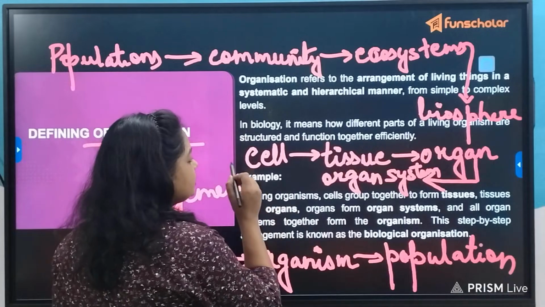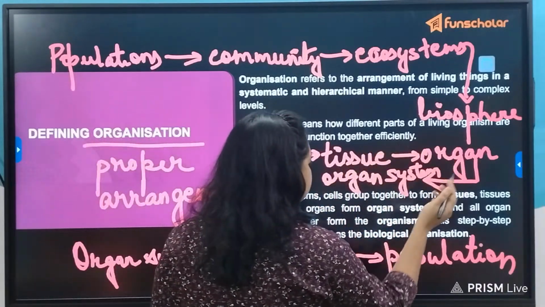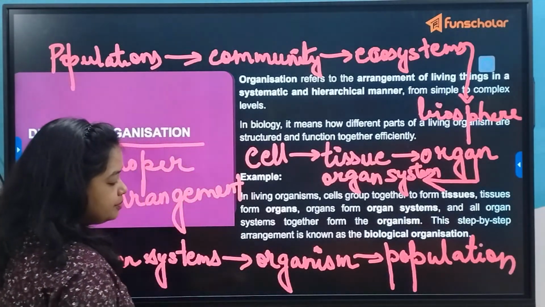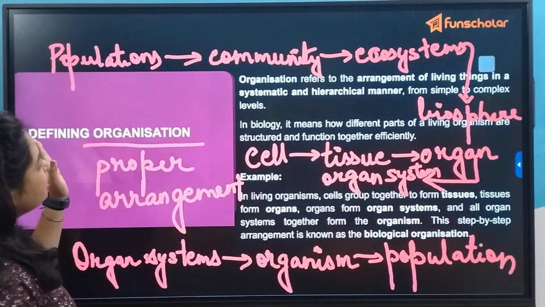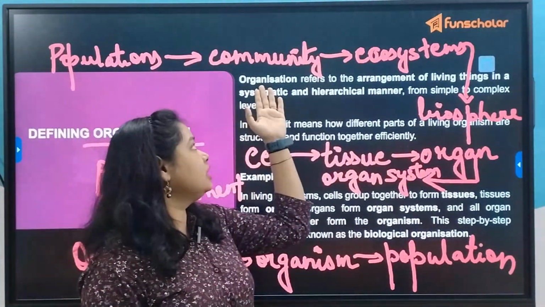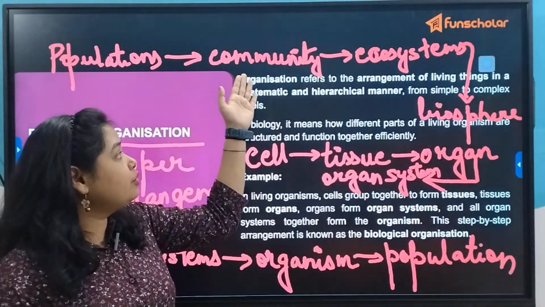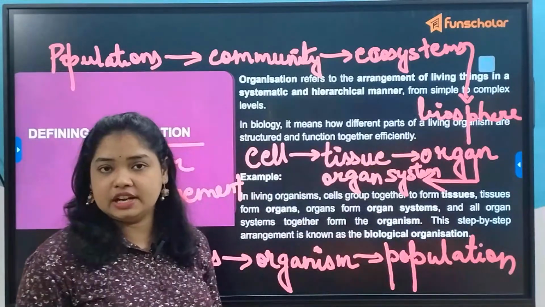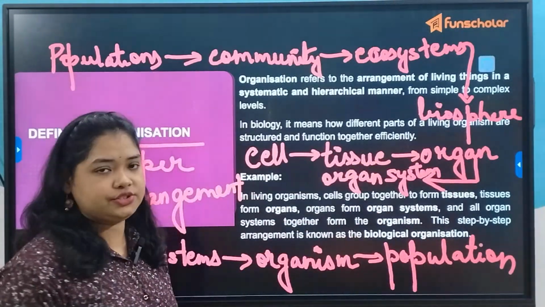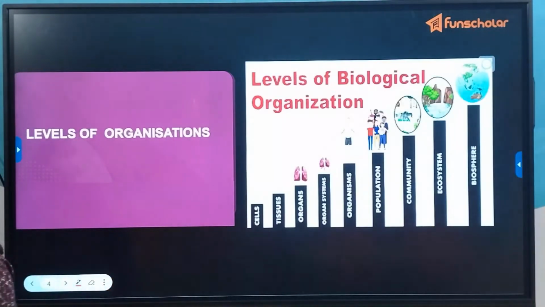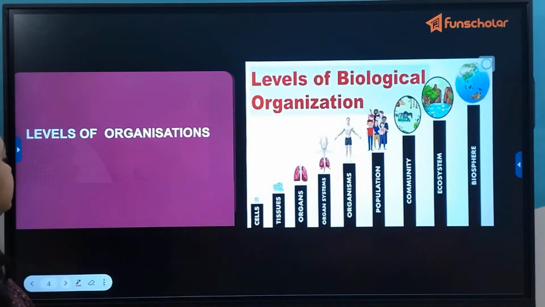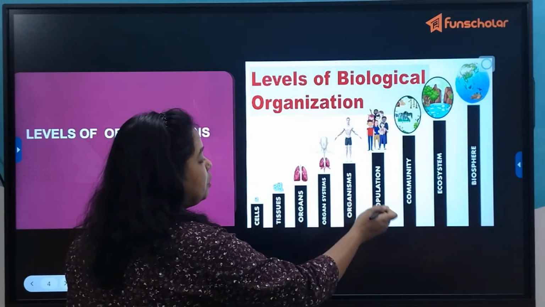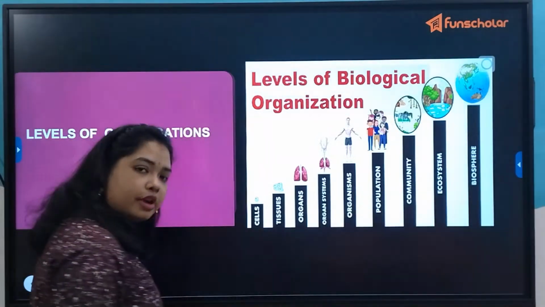I am repeating myself: cells form tissues, that form organs, then organ systems, then organ systems form an organism, then organisms of the same species form a population, then many different types of populations living in an area is called a community, and then communities together form an ecosystem, and all the ecosystems finally combine to form the biosphere. Okay? So see, these are the levels which we have seen: cells, then tissues, then organs, then organ system, the organism, population, community, ecosystem, and biosphere.